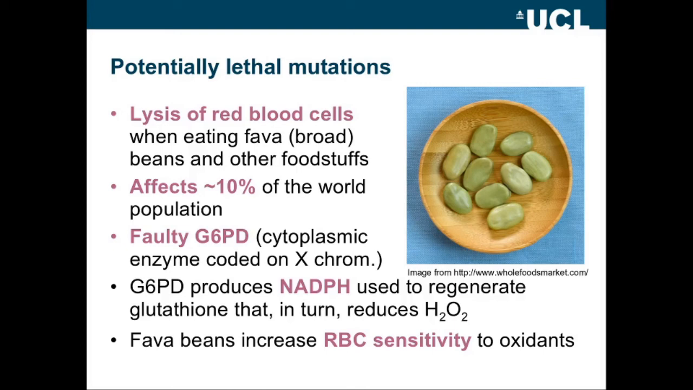And these various foodstuffs, classically fava beans, but other things as well, and in addition a number of drugs, including antimalarials, lead to an increase in the sensitivity of red blood cells to oxidants. So what happens then is that the red blood cells lyse, and you get this hemolytic anemia as a result, which can result in really quite severe pain and, in extreme cases, death.